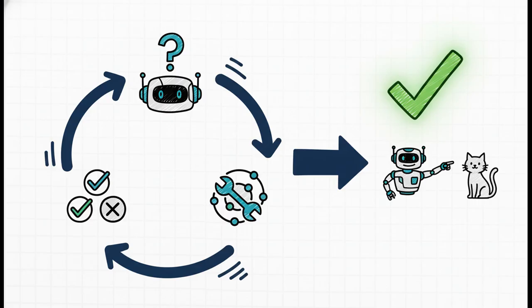Not 10 times, not 100 times, but thousands, sometimes millions of times. And with every single loop, its guesses get better and better until it can spot a cat almost every single time. Now that is learning.